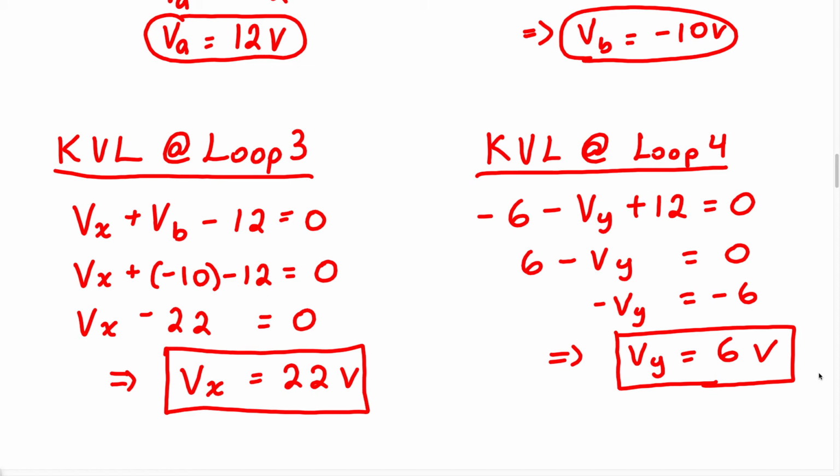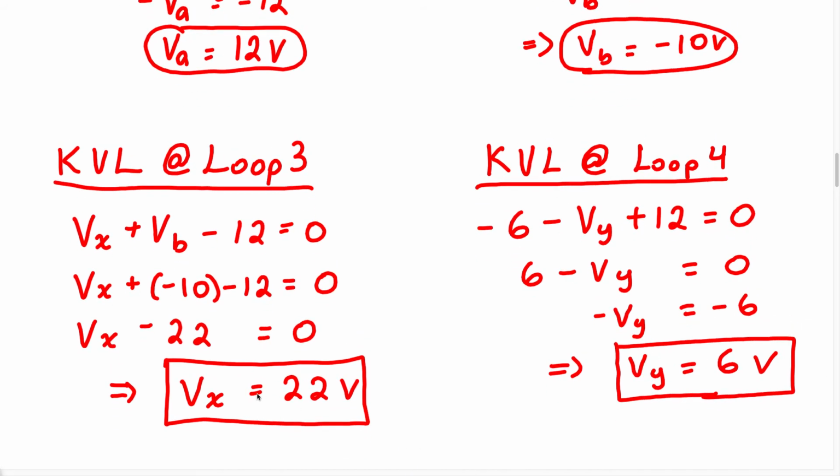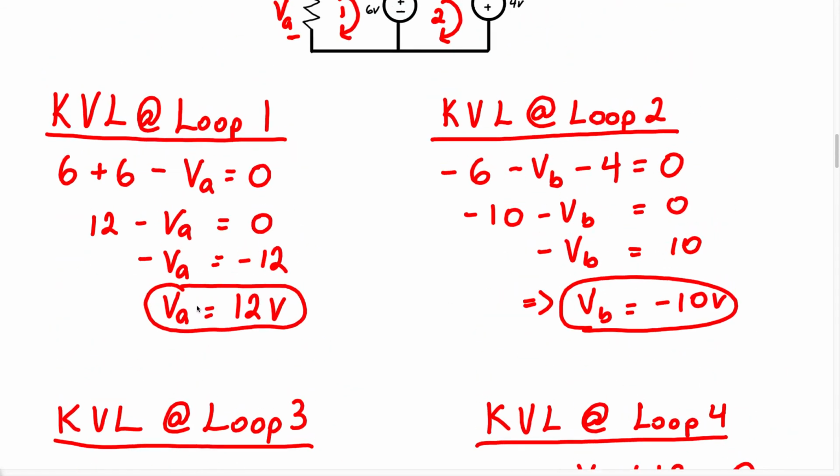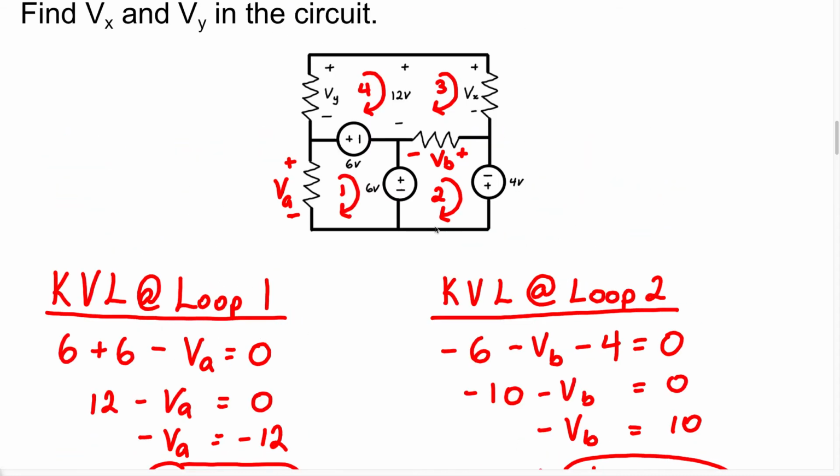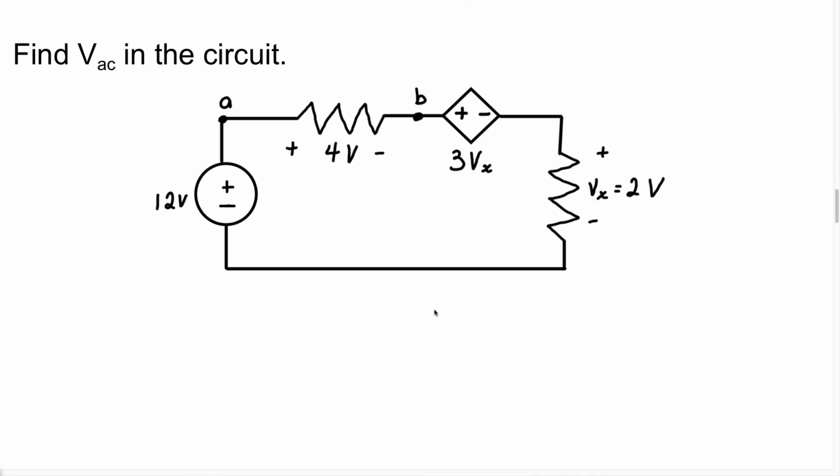Now that we have this, we have successfully solved this problem. We found Vx and we found Vy. Of course, we also found Va and Vb, but this was just something that came about from us doing KVL at different loops. When using Kirchhoff's voltage law, some of these problems are not as straightforward as you may think. Sometimes you just have to do trial and error to see what you can find that might be able to help you later on. So now that we answered this question, let's do another example. So this one says find VAC in the circuit.